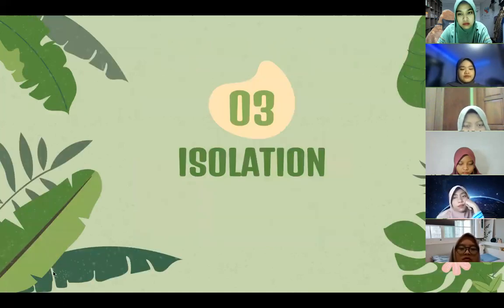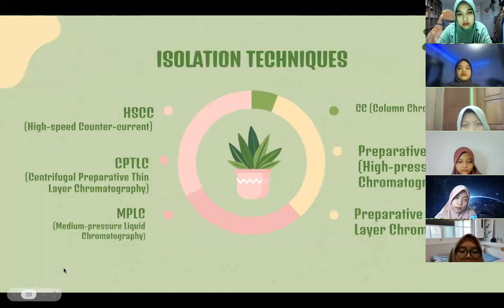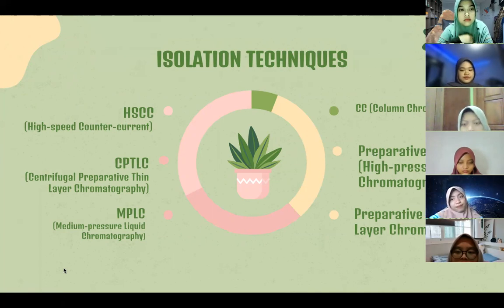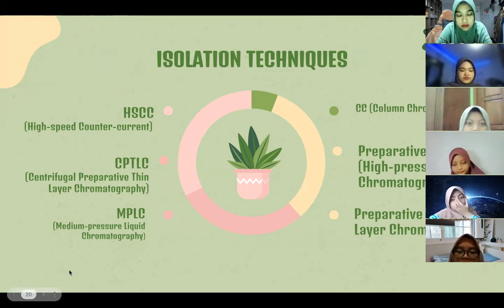The next process is isolation. Isolation can be done by many methods. The first one is CC or column chromatography, and then preparative HPLC, high pressure liquid chromatography, and then preparative TLC, and then HSCCC or high speed counter current chromatography, and CPTLC, centrifugal preparative thin layer chromatography, and the last one is MPLC or medium pressure liquid chromatography.